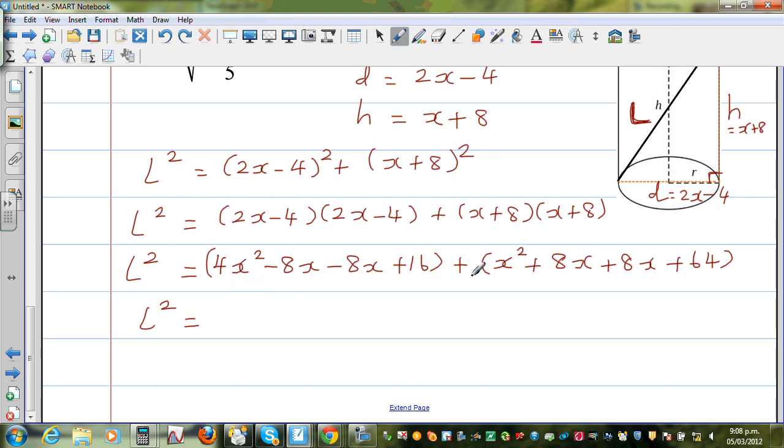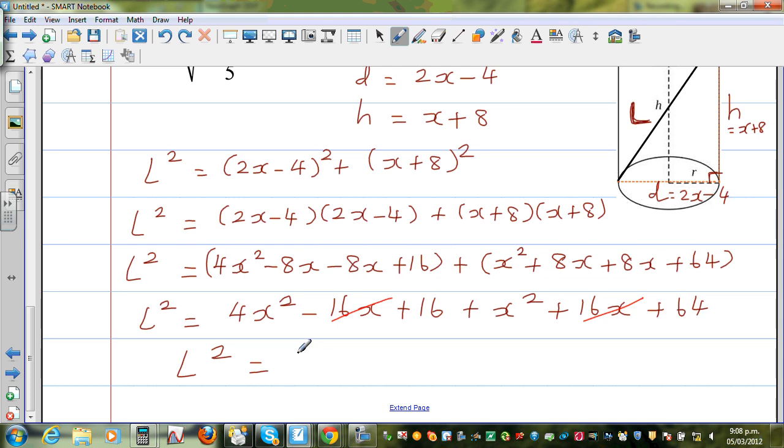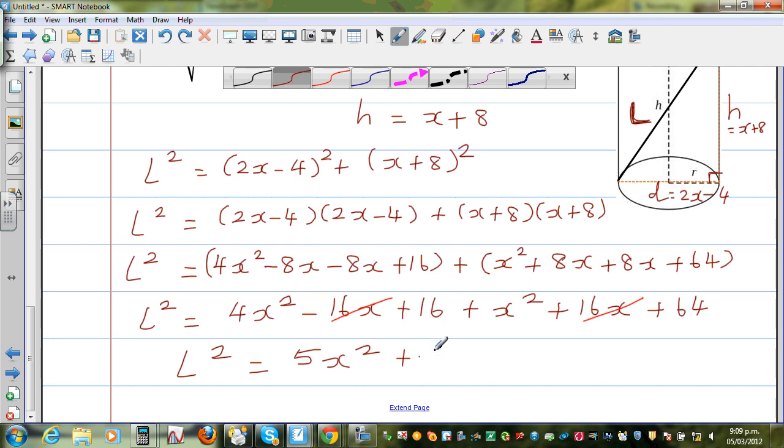So again, L squared, expanding the brackets, is 4x squared minus 16x plus 16, and plus x squared plus 16x. This seems to be very tidy. Minus 16x and plus 16x get cancelled. So what is left over? L squared is 4x squared plus x squared, which is 5x squared, and 16 plus 64 is, 40, am I right? No, 80.